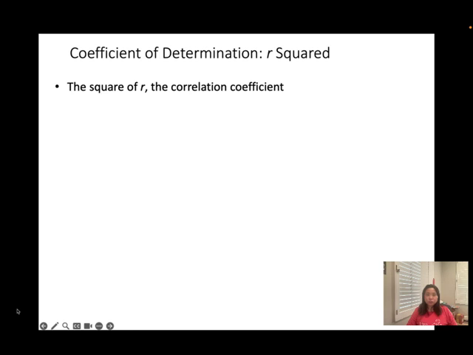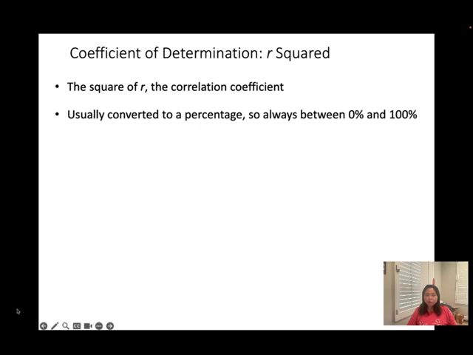Coefficient of determination, the R squared. Remember we found the correlation coefficient, the R, in the previous sessions, right? The coefficient of determination just means you want to find the square of the R. And remember the R is always between negative 1 and 1. So when you take the square of R, R squared will be in the range from 0 to 1. And usually we will convert it to a percentage, so the R squared is always between 0% and 100%.